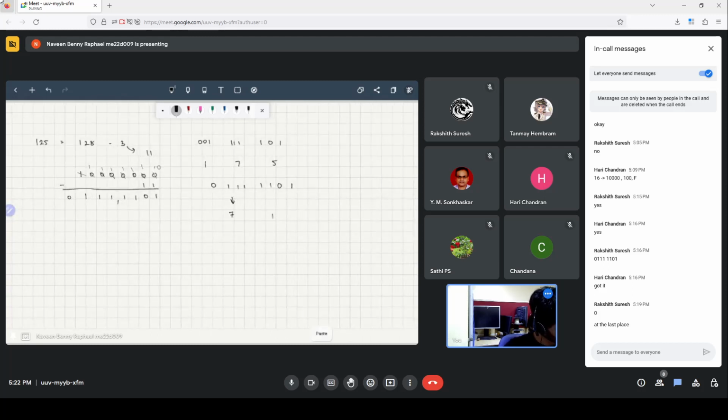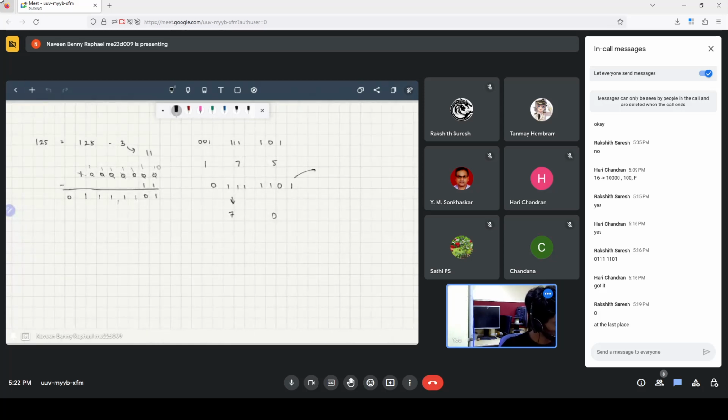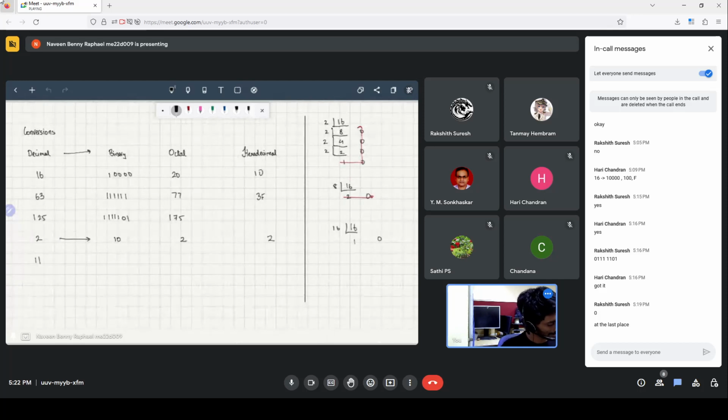1101 is D. We can quickly check this. 1101 is 8 plus 4 plus 1, which is 13. And yeah, 13 is mapped to D. So in hexadecimal, this is 7D.